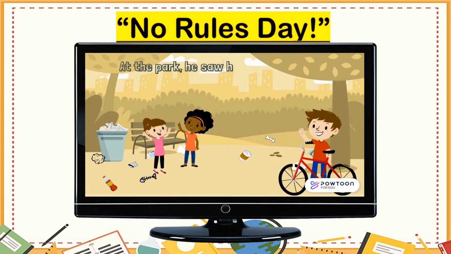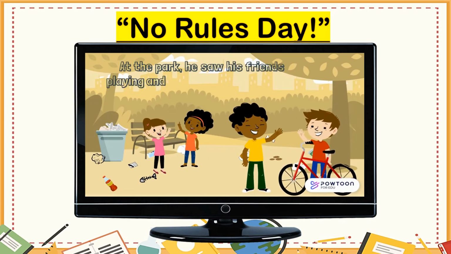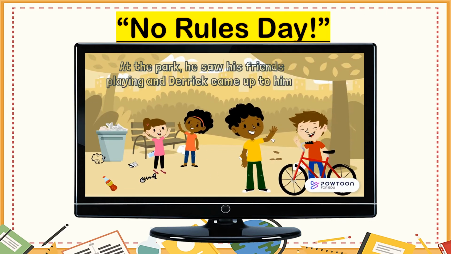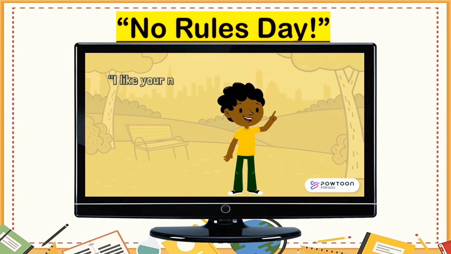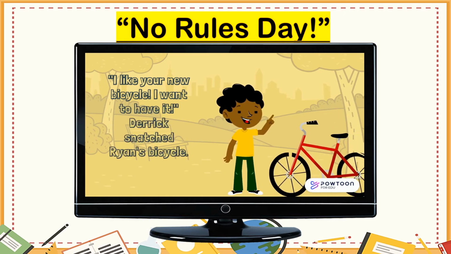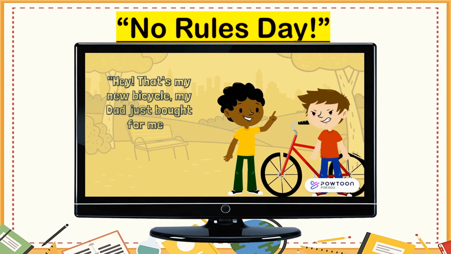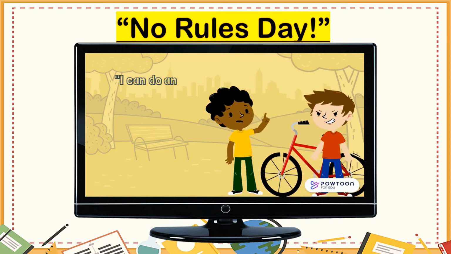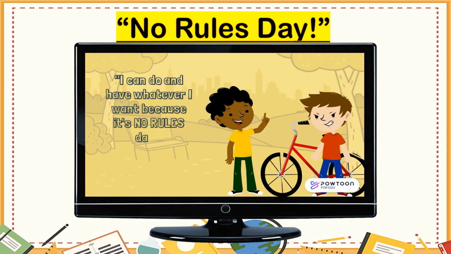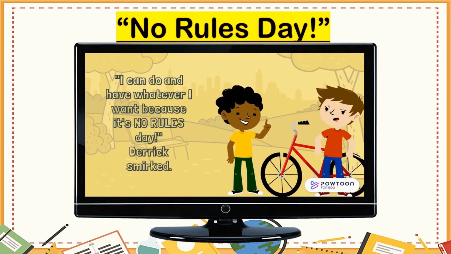At the park, he saw his friends playing, and Derek came up to him. I like your new bicycle. I want to have it. Derek snatched Ryan's bicycle. Hey, that's my new bicycle. My dad just bought it for me. Ryan shouted angrily. I can do and have whatever I want because it's no rules day, Derek smirked.